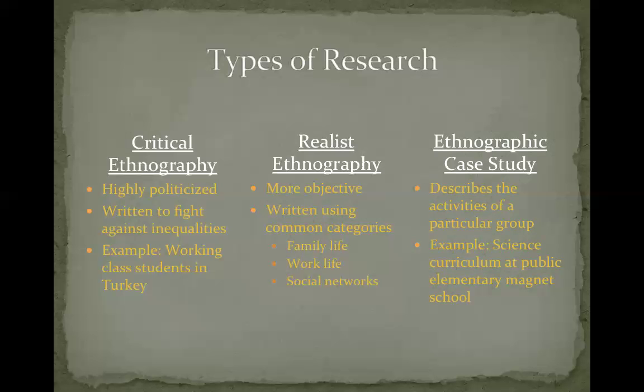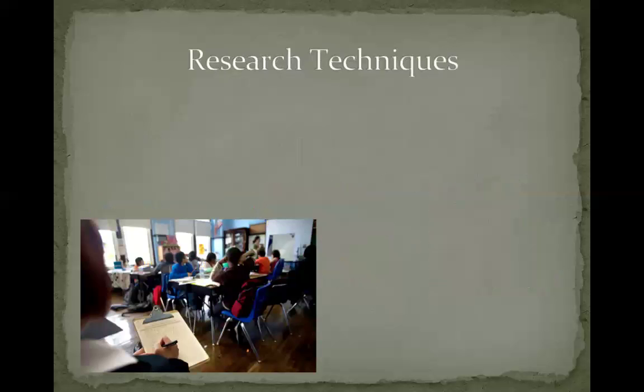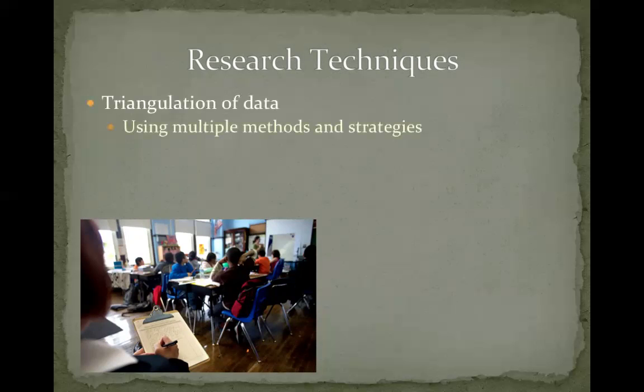All right. From here, we're going to look at some of the research techniques that are implemented in ethnographic research. And the first one I referred to a little bit earlier is that triangulation of data. And this means using multiple methods, data collection strategies, and data sources to get a more complete picture of the topic under study. This also allows you to cross-check your information.